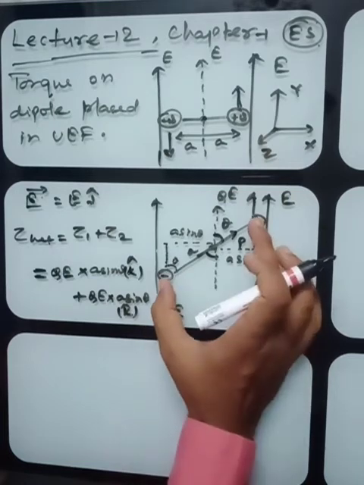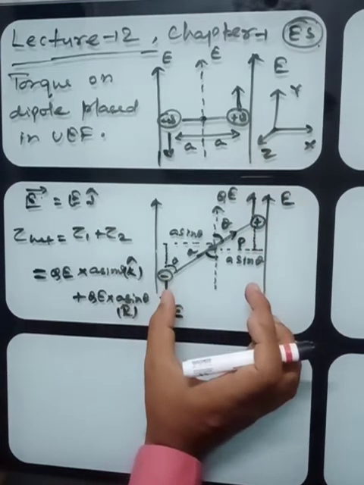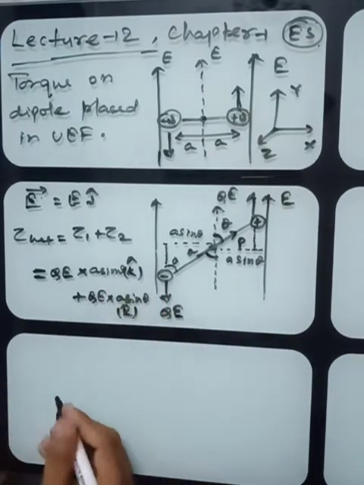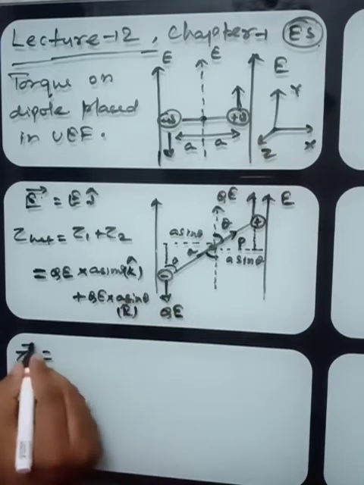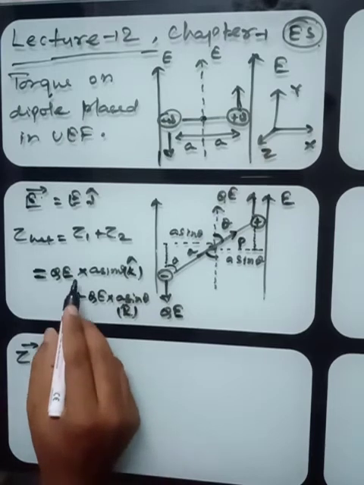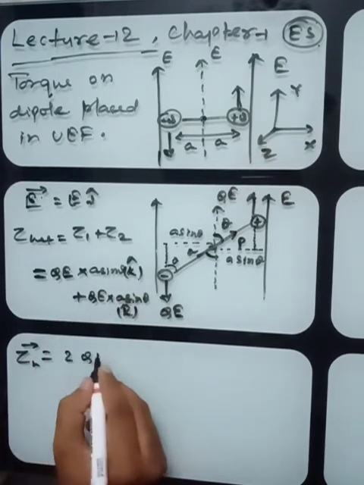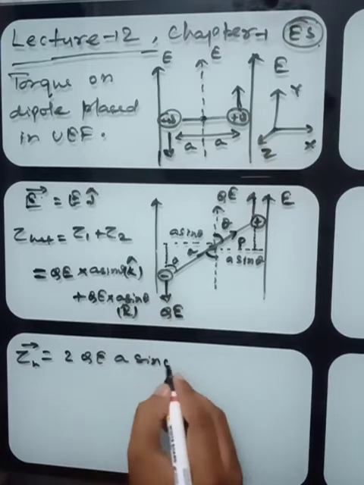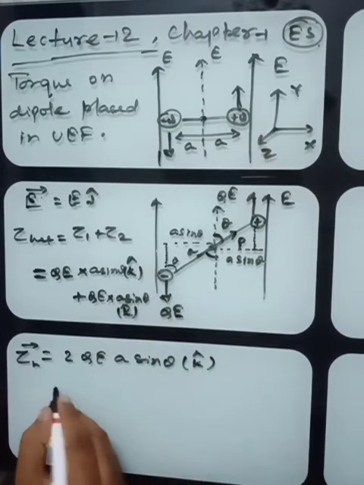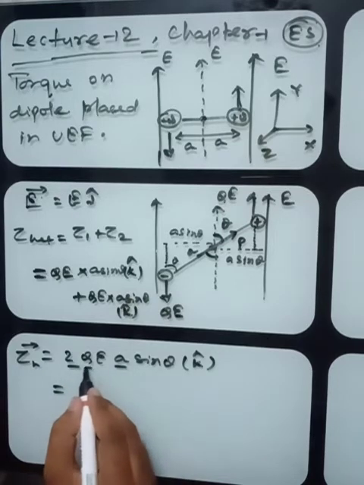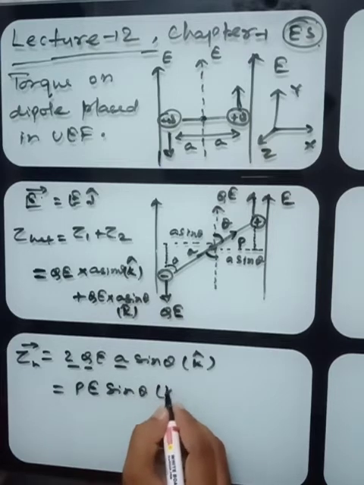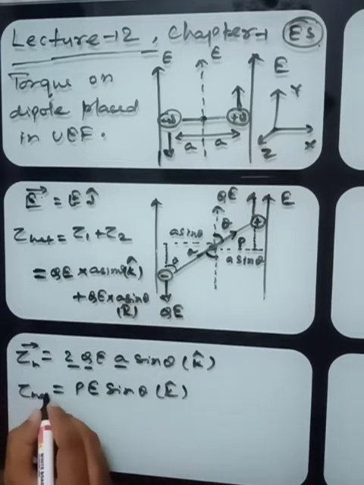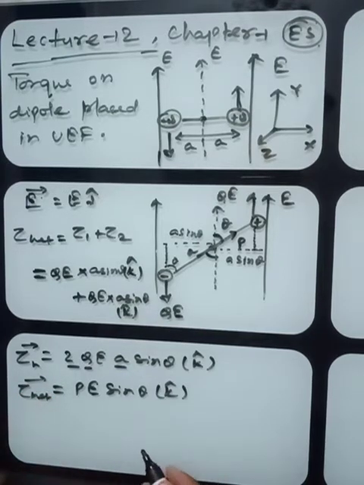If you break this 2a into components, it will be 2a sin theta, and you can write it directly because both the directions are the same. So the net torque, in vector form, since both are the same, is 2qEa sin theta in the direction k cap. Here q times 2a gives the dipole moment p, and E, sin theta, and direction k is tau net.